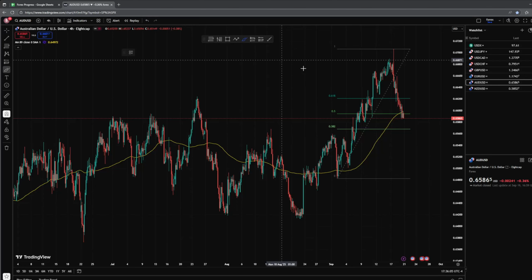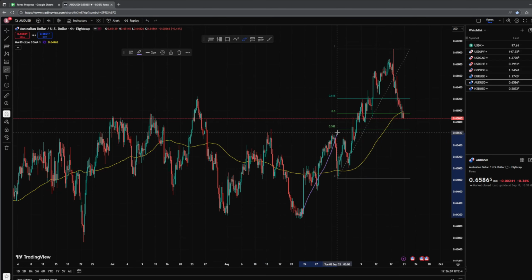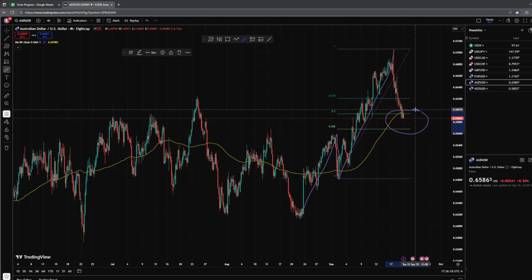Again, the Aussie, the same story. So we have nice up leg, retracement, up leg. Market has retraced nicely into 50% zone here, which is a great zone to buy Euro Aussie right now.